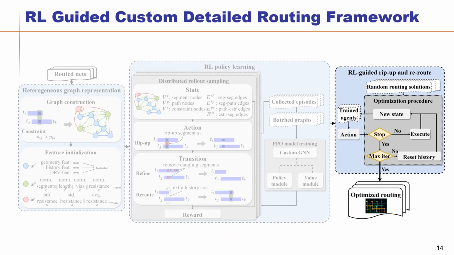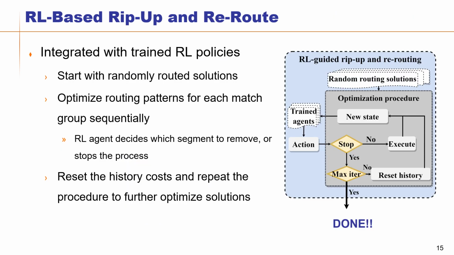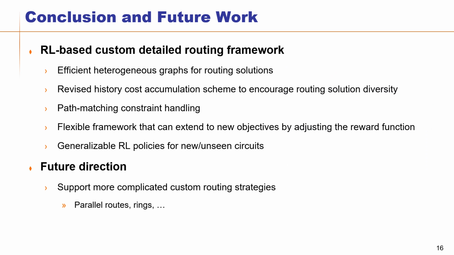Lastly, I'm going to introduce the proposed RL-guided rip-up and reroute scheme. The proposed scheme integrates a trained RL policy into a rip-up and reroute optimization procedure. Starting with randomly routed solutions, we can transform the routing to graphs and states. And our agent can decide which segment to remove and perform rip-up and reroute to adjust the routing topology. When our agent stops, we can further reset the history cost of the entire routing region since it opens up a new opportunity for the RL agent. By repeating several iterations of this procedure, we can get a more optimized result.